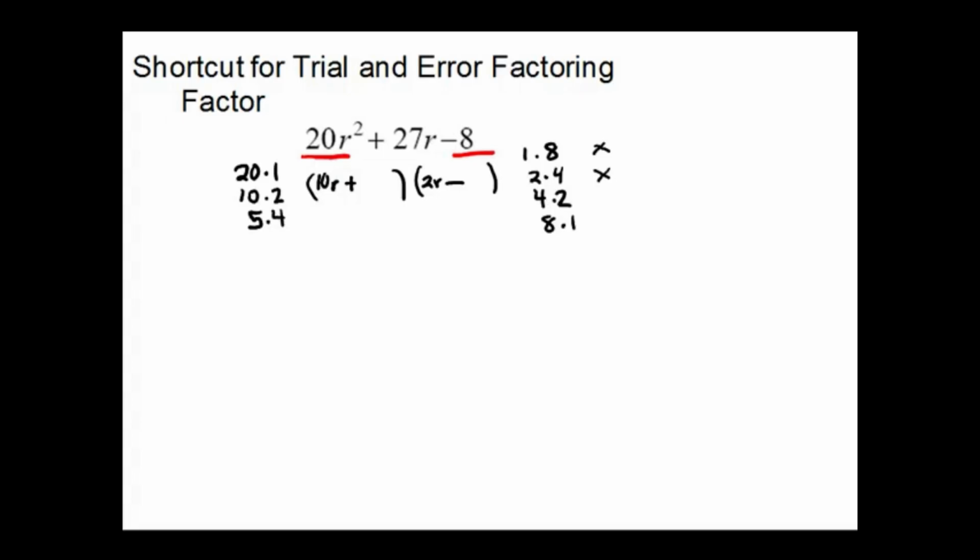The third one, 4 in with 10, 2 in with 2. Both parentheses are messed up. It's not going to work. And the fourth one, 8 in with 10, common factor of 2, throw it away. So none of those work with the 10 and 2. We can cross it out.